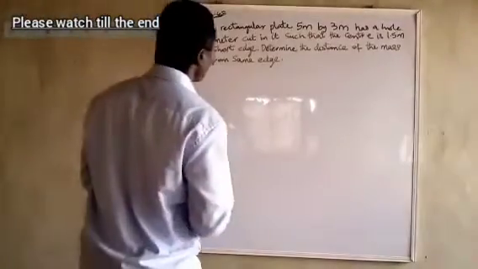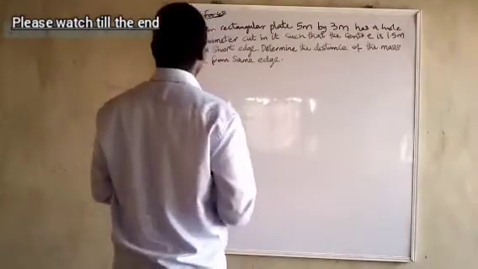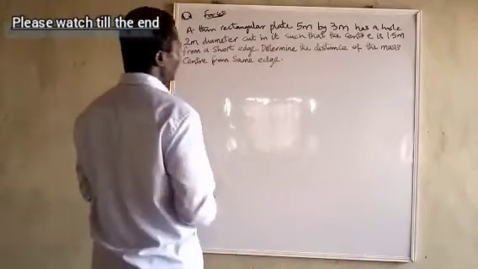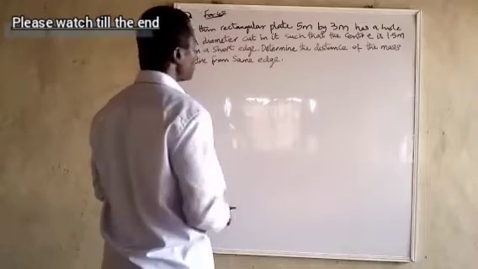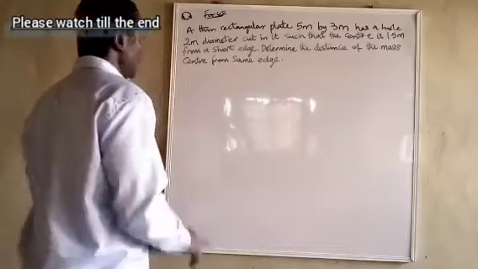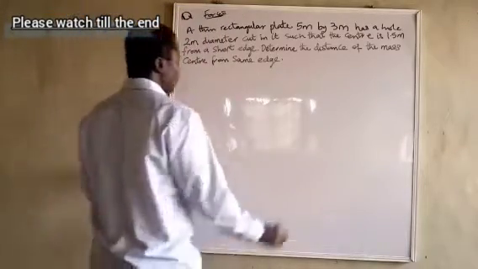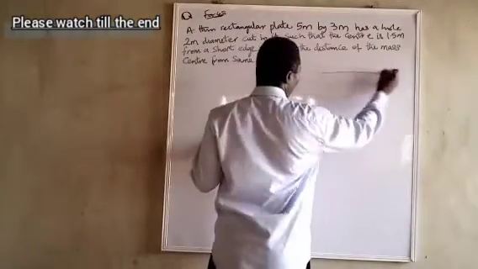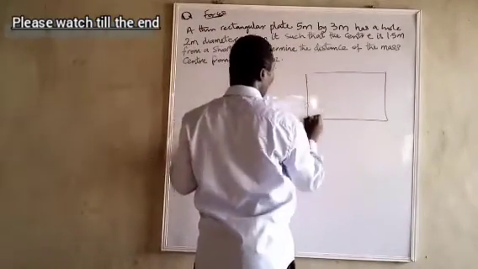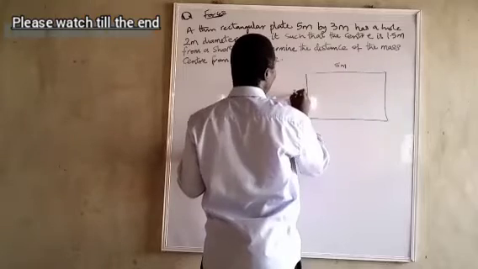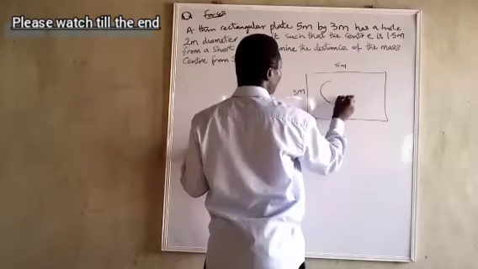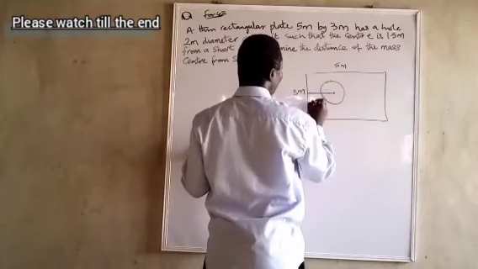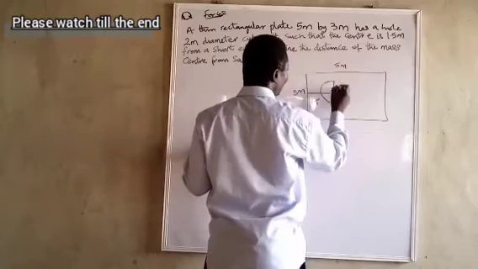A rectangular plate, 5 meters by 3 meters, has a hole 2 meter diameter cut in it, such that the center is 1.5 meters from a short edge. Determine the distance of the mass center from the same edge. So we have a diagram like this. This plate is 5 meters by 3 meters, and we are told that the circle's center is 1.5, and it has a diameter of 2 meters.